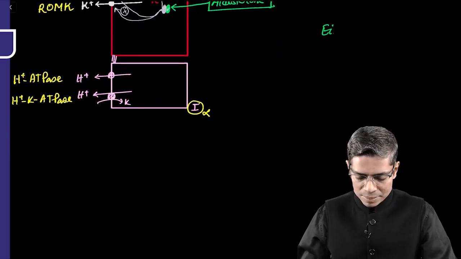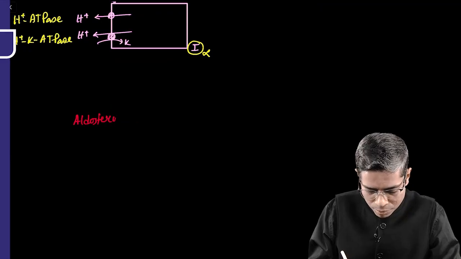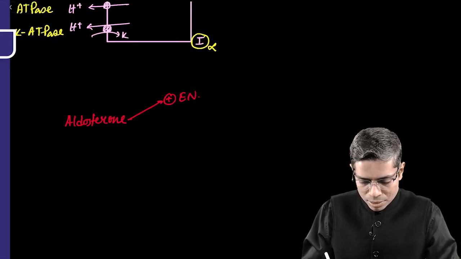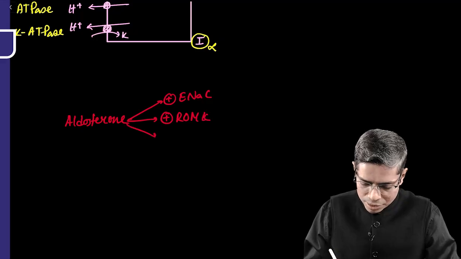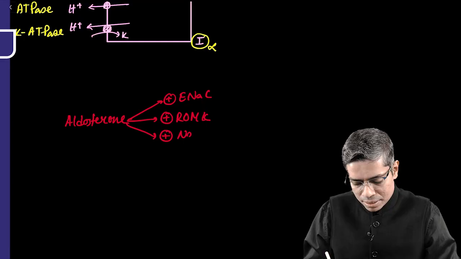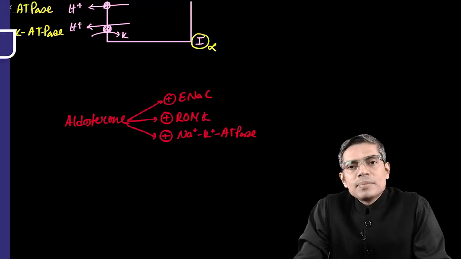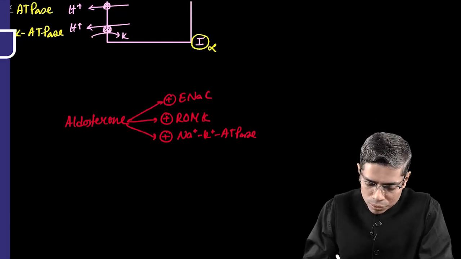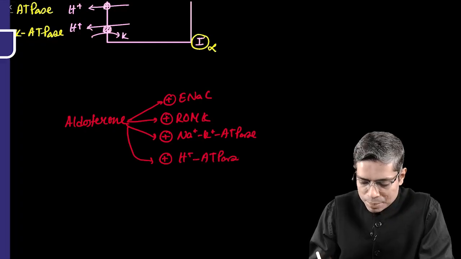Look at my diagram. What is the molecular mechanism of action of the aldosterone hormone? It is stimulating the ENaC channel. It is stimulating the ROMK channel also, so potassium secretion will also increase. It is also stimulating the sodium potassium ATPase pump. Not only that, due to some non-genomic action, aldosterone can also stimulate the H plus ATPase pump.